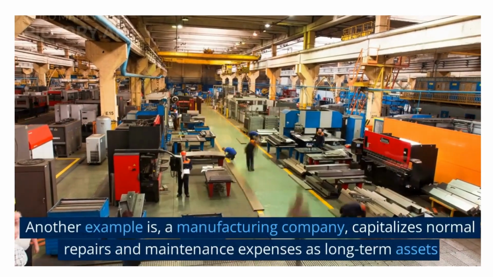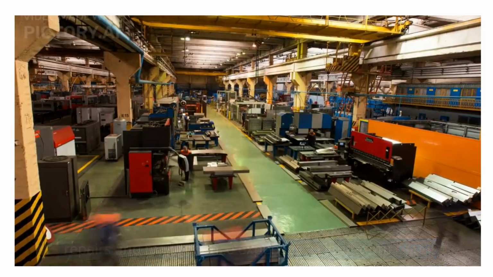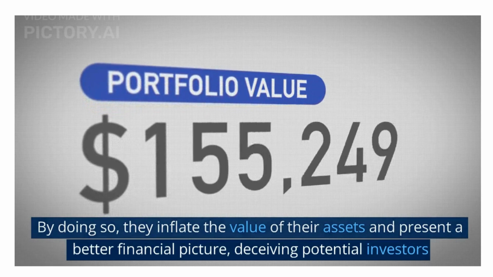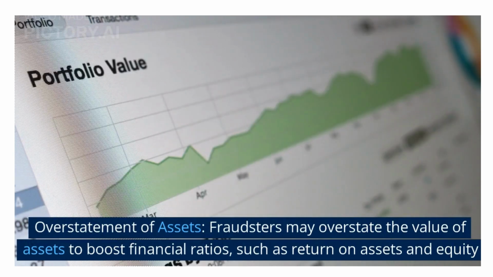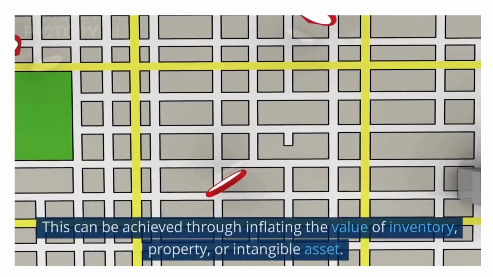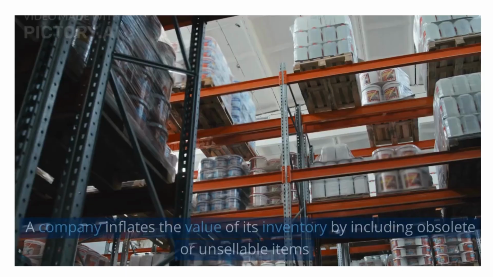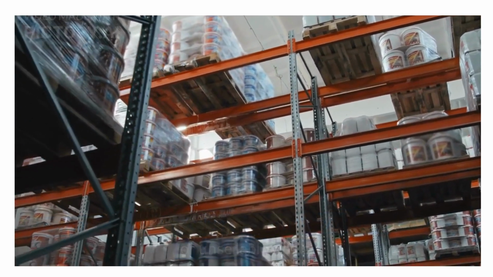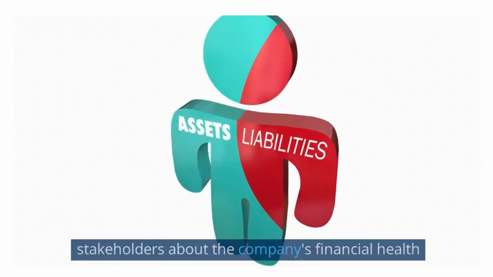Another example is a manufacturing company that capitalizes normal repairs and maintenance expenses as long-term assets. By doing so, they inflate the value of their assets and present a better financial picture, deceiving potential investors. Overstatement of assets. Fraudsters may overstate the value of assets to boost financial ratios, such as return on assets and equity. This can be achieved through inflating the value of inventory, property, or intangible assets. A company inflates the value of its inventory by including obsolete or unsellable items. By doing so, they overstate their asset value and mislead stakeholders about the company's financial health.